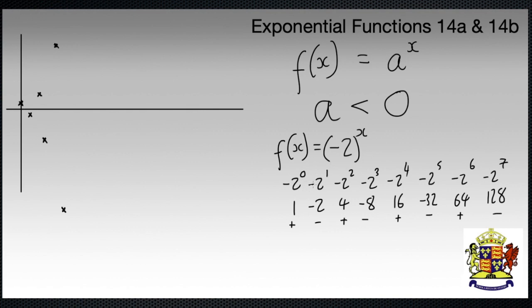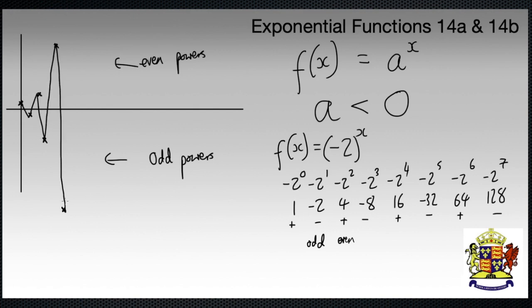Notice on my powers, when my power was odd, I got a negative answer. So these ones down here were odd powers. When I had an even power, that was up here. These were all even powers, and they gave me a positive answer. So you might think, okay, well, it's just going to go odd, even, odd, even, odd, even. So why can't I draw this graph? I'll tell you what, let's draw it. Let's say that is right. Okay, well, that's fine. But what if I zoom in here?